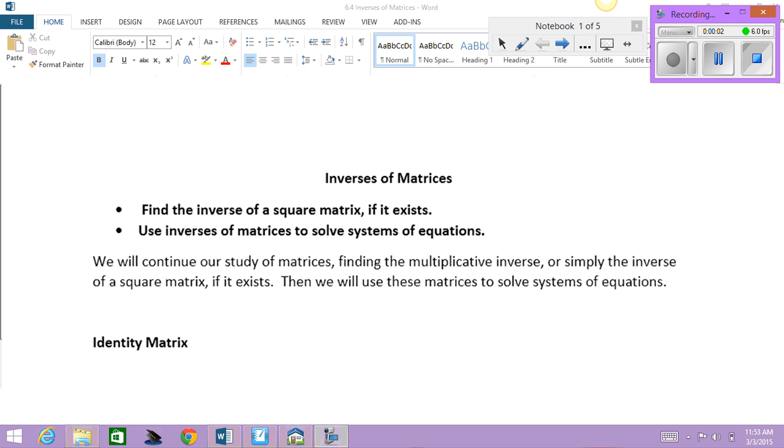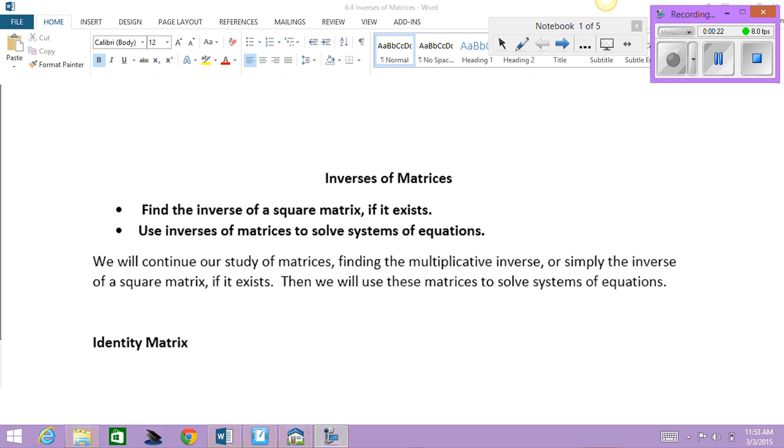This lesson is for Mrs. Cucci's College Now Pre-Calculus class. Today we're going to be talking about the inverses of matrices. So we do have two objectives that we're working towards. The first objective being able to find the inverse of a square matrix, if it exists, and using the inverses of matrices to solve systems of equations.